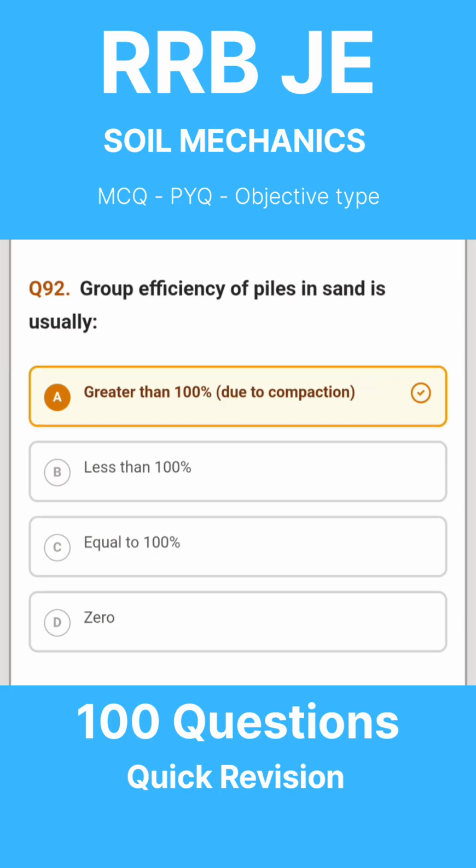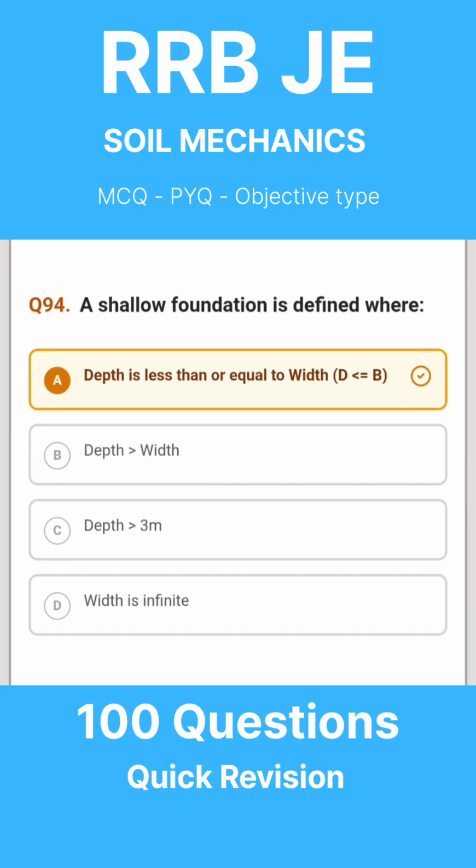Question 92. Group efficiency of piles in sand is usually? The correct answer is greater than 100% due to compaction. Question 93. Group efficiency of piles in clay is usually? The correct answer is less than 100%. Question 94. A shallow foundation is defined where? The correct answer is depth is less than or equal to width, D less than or equal to B.